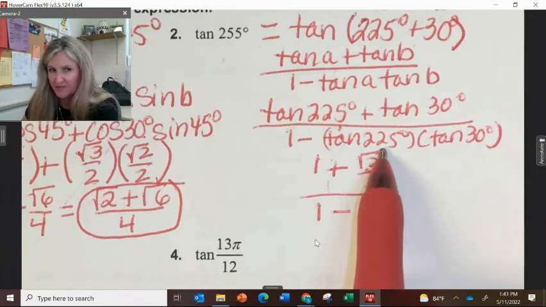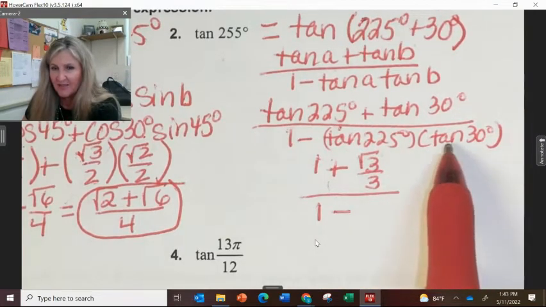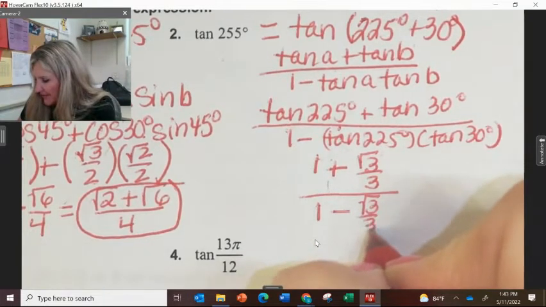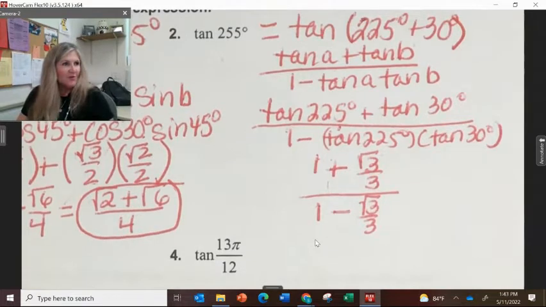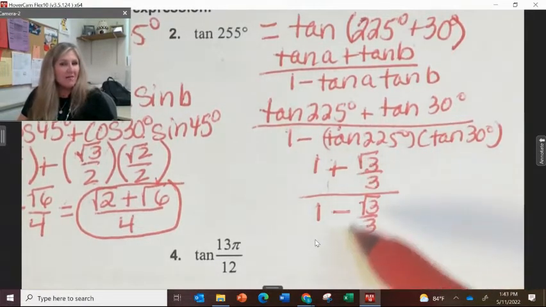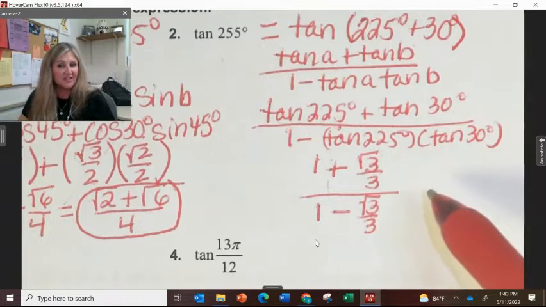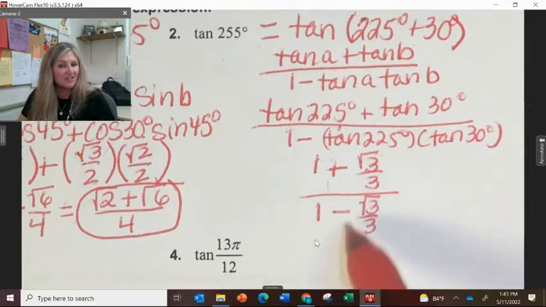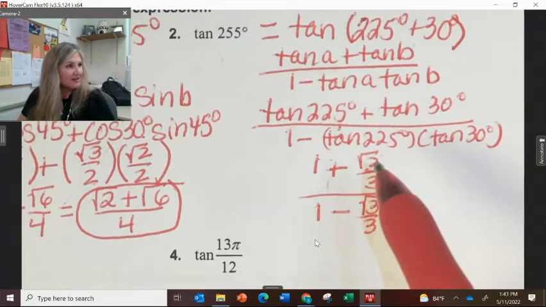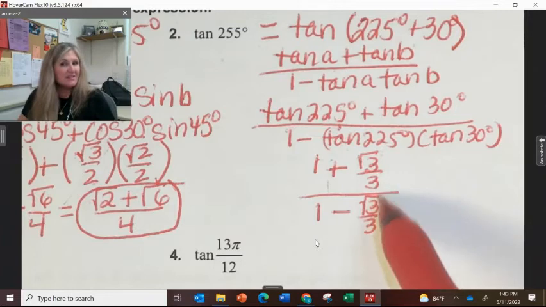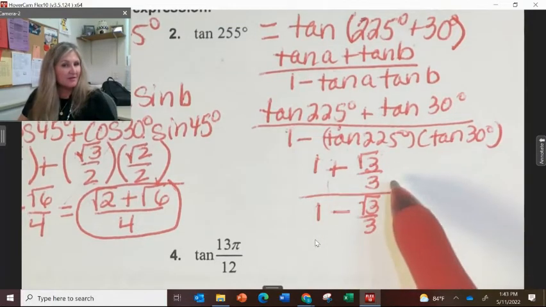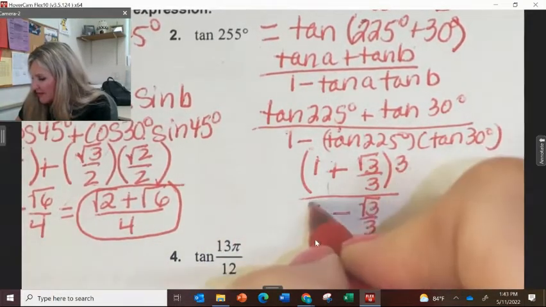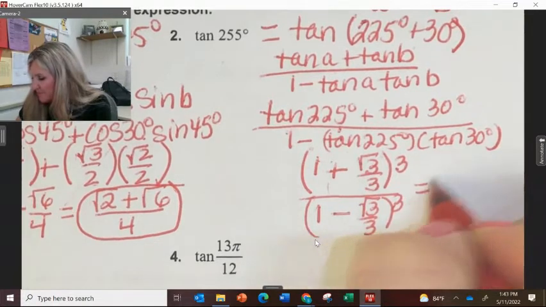Now I have 1 minus the tangent of 225, which we just did. That was 1, so I don't really have to write it again. And then times the tangent of 30, which is radical 3 over 3 again. We have a difficult problem here because it's a complex fraction. Do you remember how to clean this up so that I don't have a fraction within a fraction? What's the denominator that's common to both? I'm going to multiply the top by 3 and the bottom by 3.